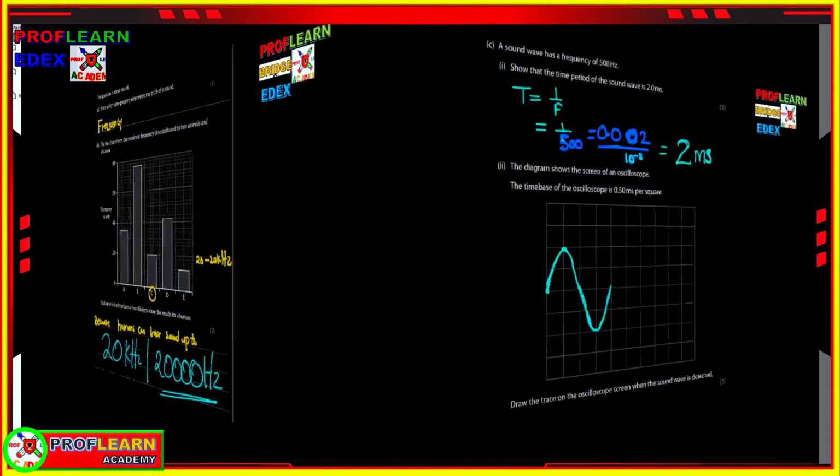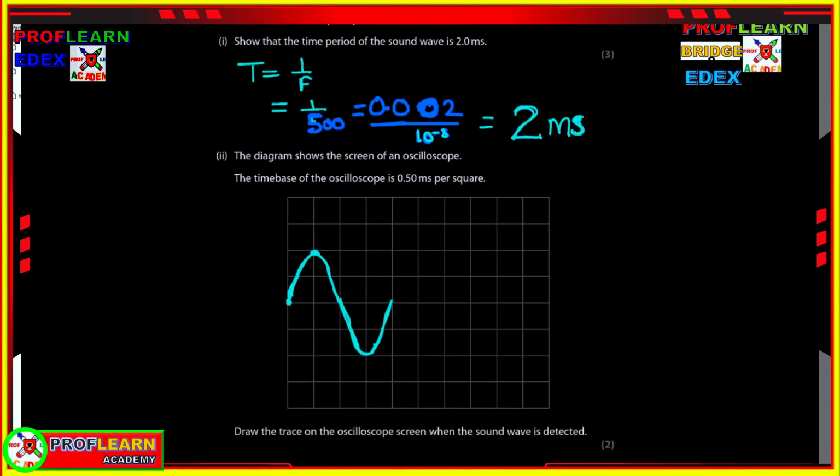That was actually asked, and then you were supposed to show the time period of the sound wave is 2.0 milliseconds. Remember, you are given frequency here, and then you are supposed to work out the time period. So remember, period is 1 over f. Then you apply it. To convert it to milliseconds, you divide by 10 raised to the power negative 3. But to convert milliseconds to seconds, you multiply by 10 to the negative 3.